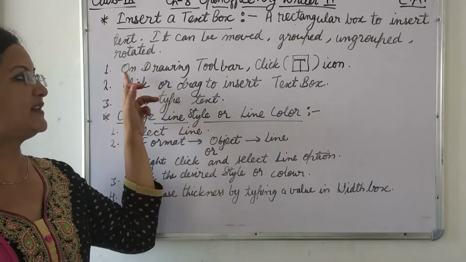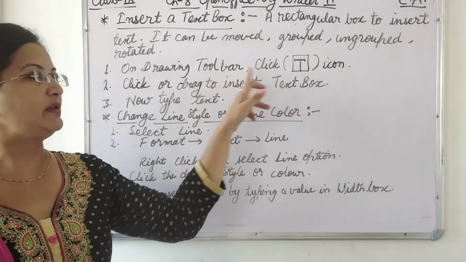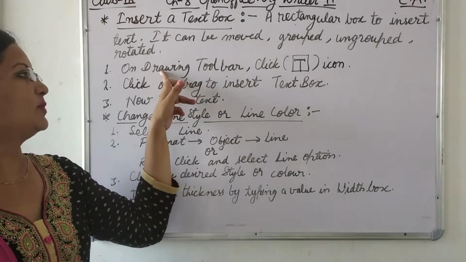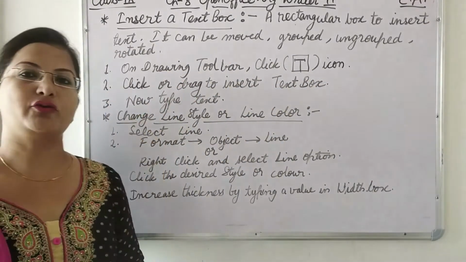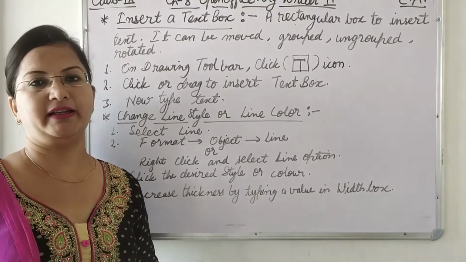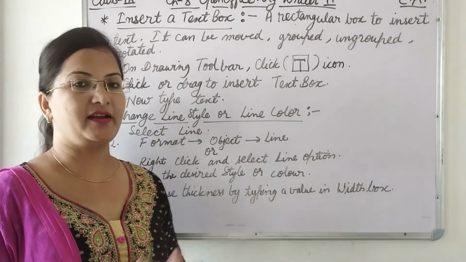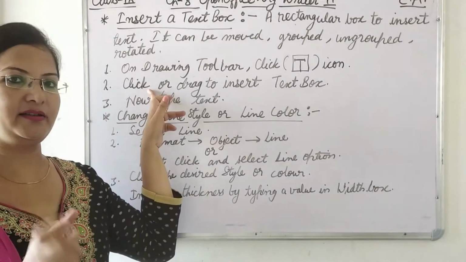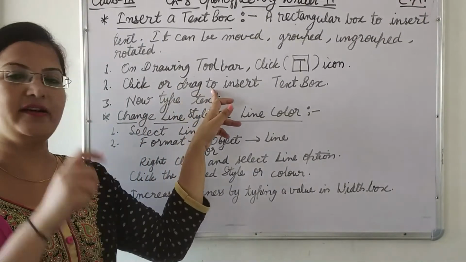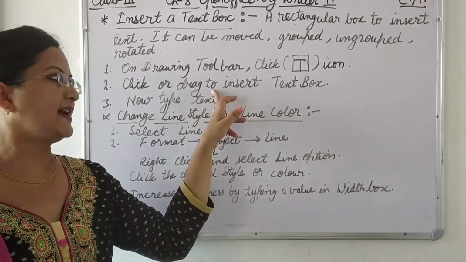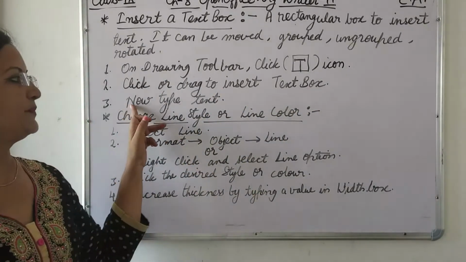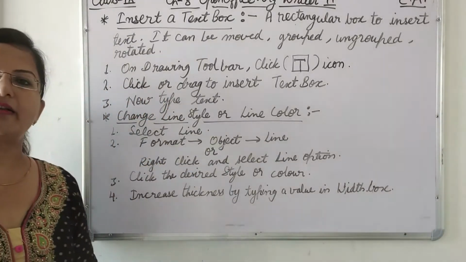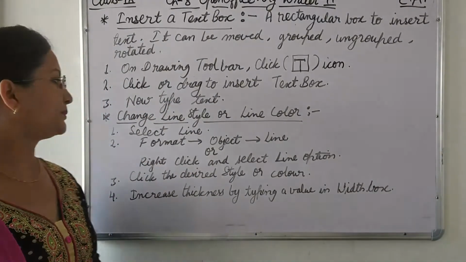Now, how to insert the text box? Same, you will be able to see the T icon, the text box icon, on the drawing toolbar. Then we simply click or drag in our working area. Got it? We either click and the text box will appear, or we can drag it to increase the size of the text box. Then after that we can type the text. The text box will be inserted and we can type the text inside it.